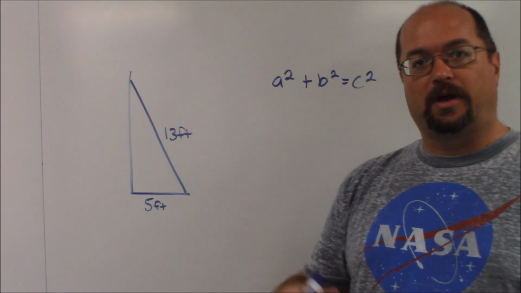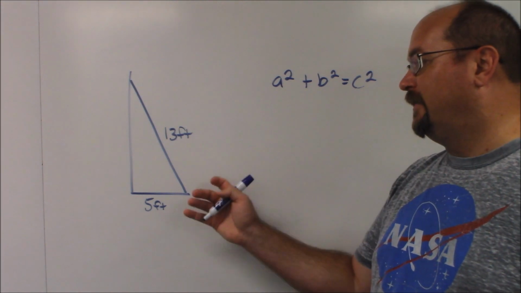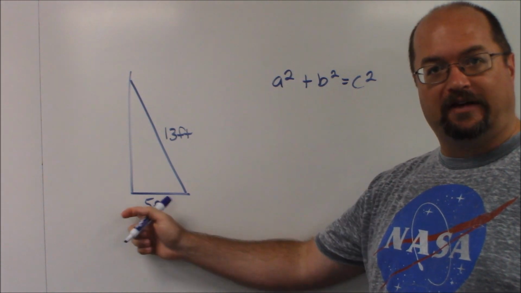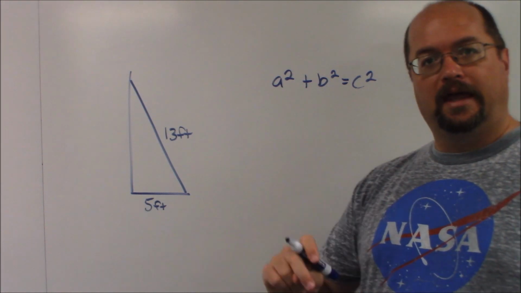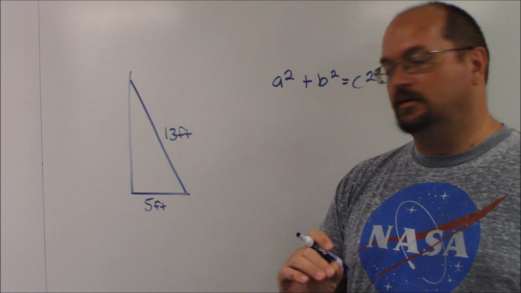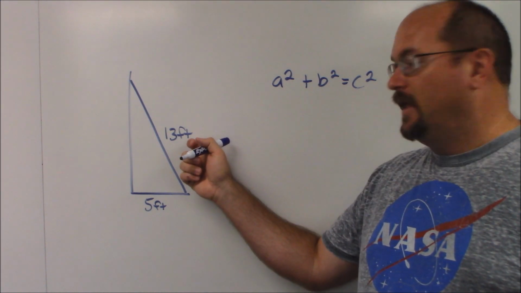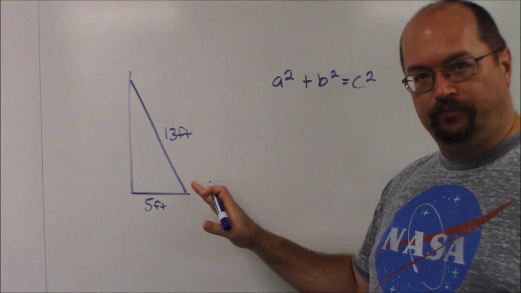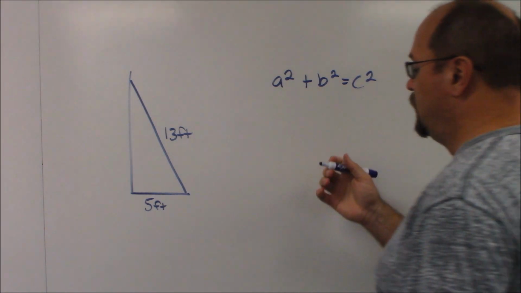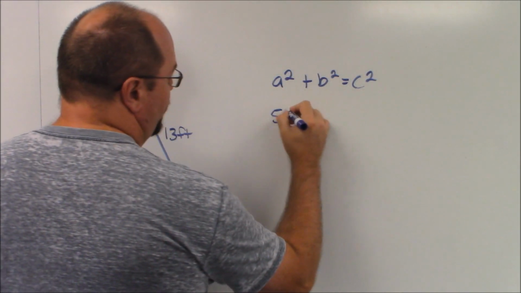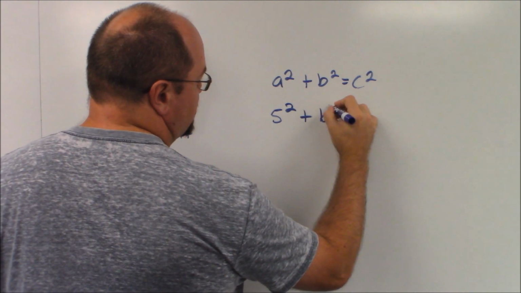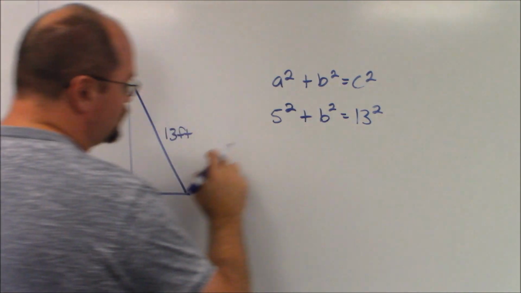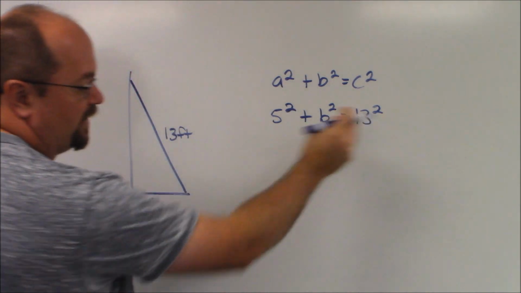All right, so for this problem, we're given a real-world situation where we have a ladder that's leaning up against the building. It's a 13-foot ladder. It's 5 foot away from the building. Now, again, we have to be cautious here to make sure that we're recognizing that the ladder is our hypotenuse. That's our C value. So as we're substituting these values in, we're going to have 5 squared plus b squared equals 13 squared.